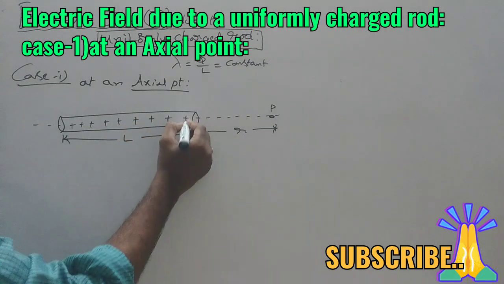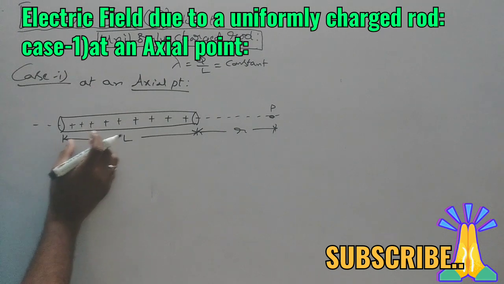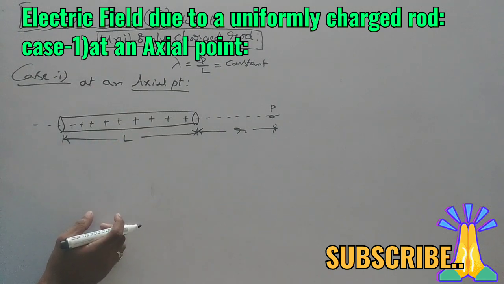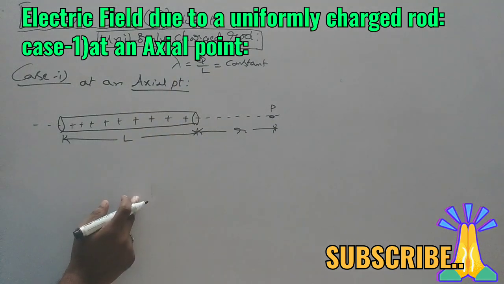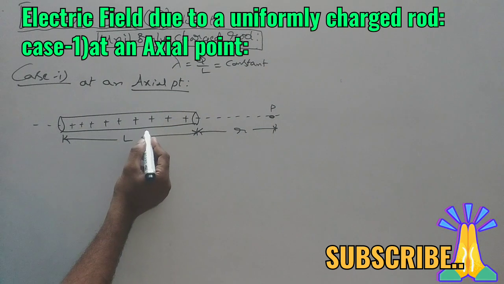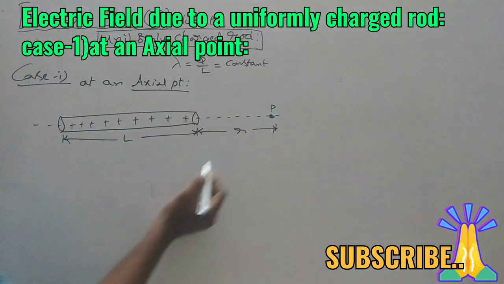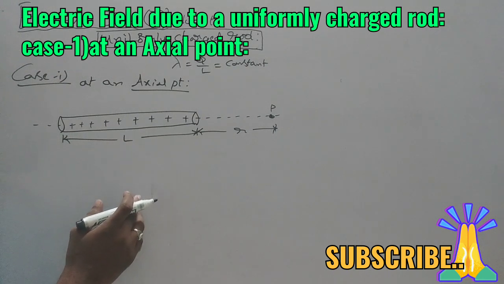The charge distribution is the same throughout for each unit length. The charge distribution is the same throughout the length of the rod. So it is a uniformly charged rod, so lambda equals a constant. Now we have to find the electric field due to the whole charge of the rod at this point P. In order to find the electric field, we should understand the process very clearly. So keep your 100% concentration here.